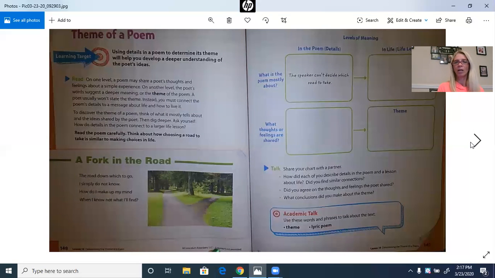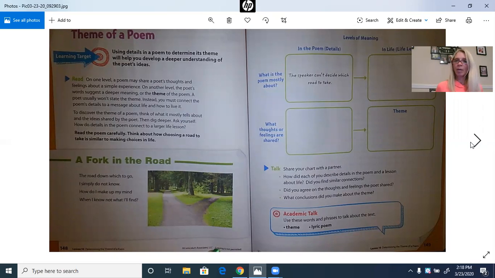Remember, I will be looking at your iReady books when hopefully we get back to school to see if these are done. So you need to so far have page 134 through 141 completed. We did skip a couple after that and jump to page 148, but you should have those completed. So today we're talking about page 148, and the poem is called A Fork in the Road.